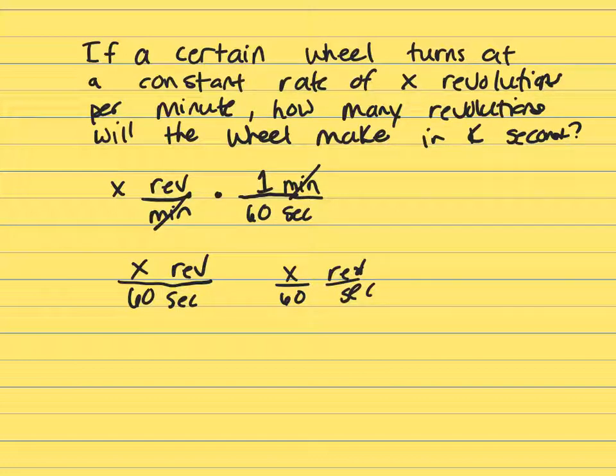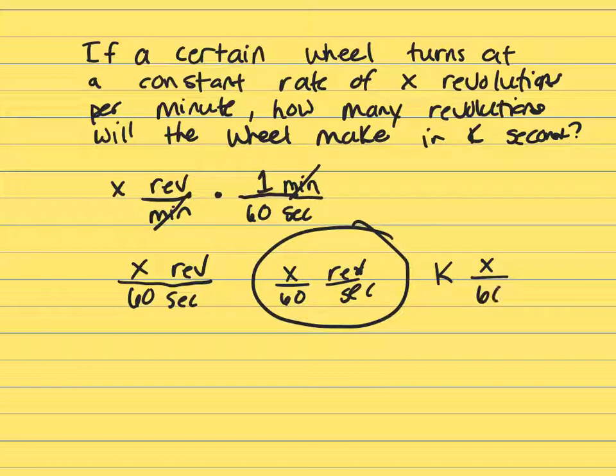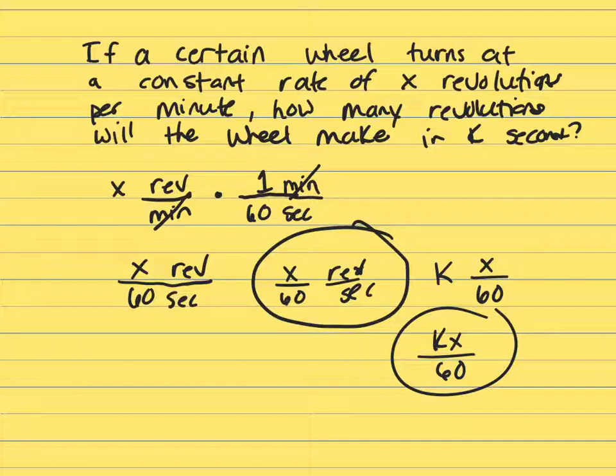And I've lost the k somewhere. Where is that? A certain wheel turns at a constant rate of x revolutions per minute. How many revolutions will the wheel make in k seconds? Oh, well, here's the number of revolutions per second, and we just need to multiply that by k. So you're going to get xk, or kx, over 60. So there's your answer, and that's revolutions per second.